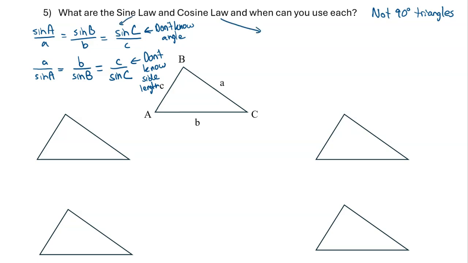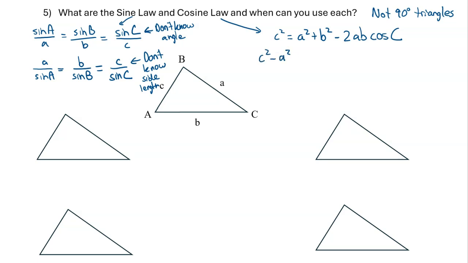Now we move on to the cosine law. The cosine law says this. It says that c squared is equal to a squared plus b squared, which is very similar to the Pythagorean theorem, but there's more to it now because it's not a 90-degree triangle. So it's minus 2ab cosine of angle C.